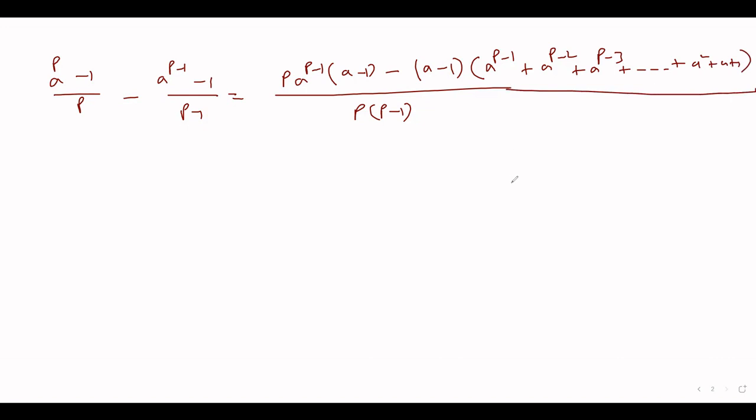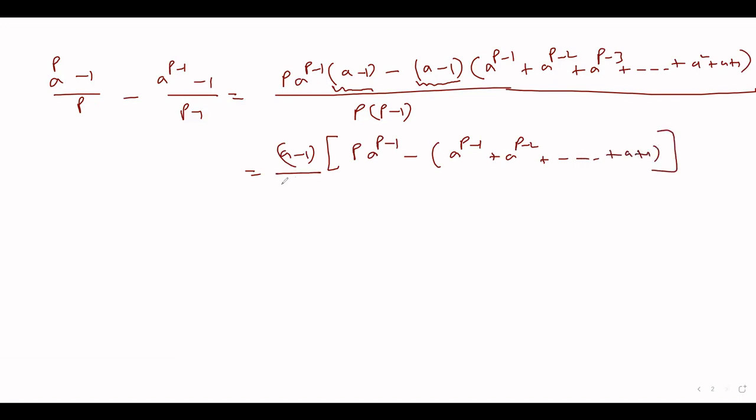Okay, so we have a minus 1 here, and we have a minus 1 here. So we can take this out, a minus 1. We are left with p times a to the power p minus 1 minus this series: a to the power p minus 1, a to the power p minus 2, up to a plus 1. And we have p times p minus 1 here.